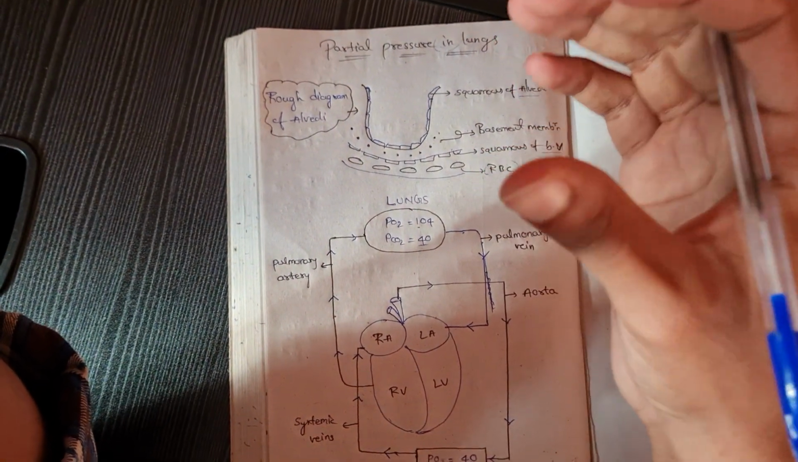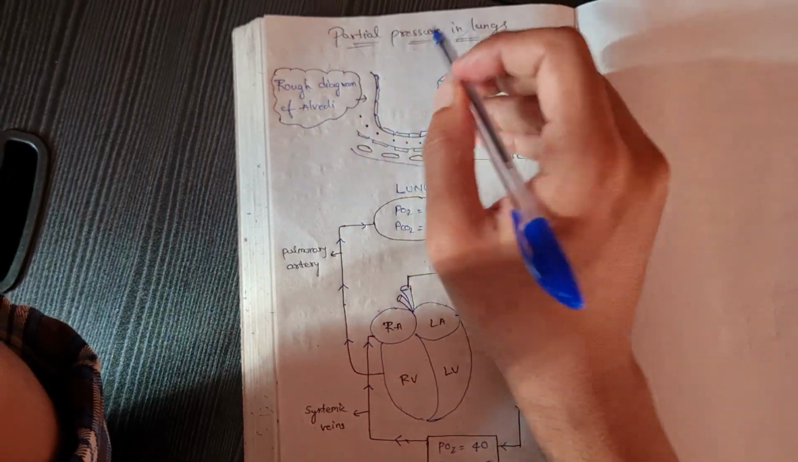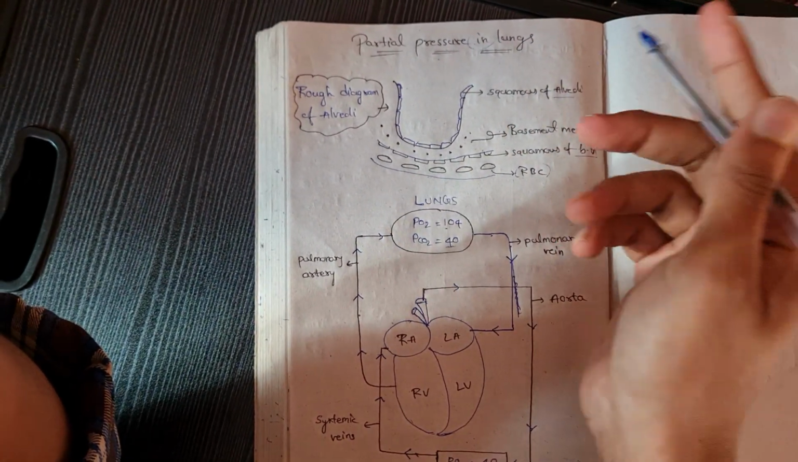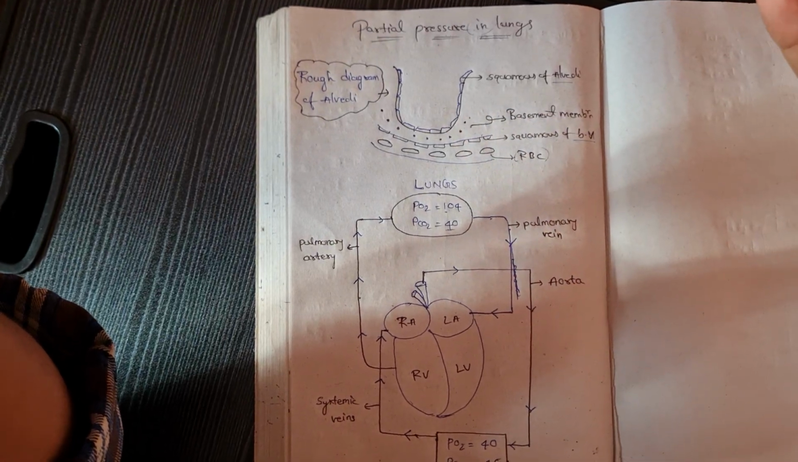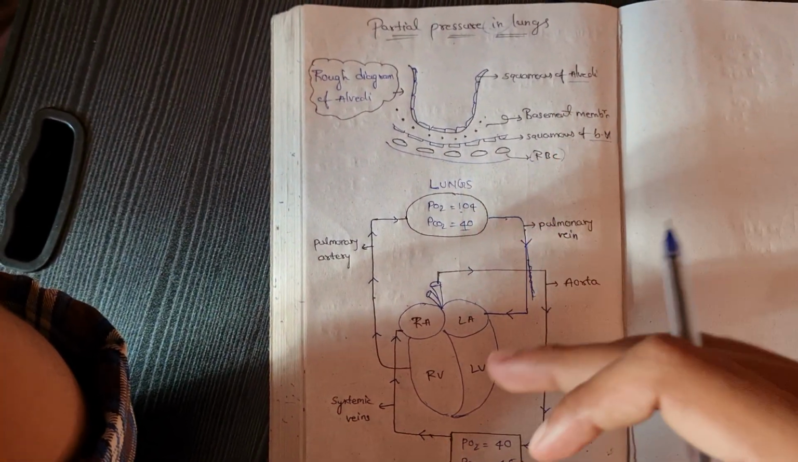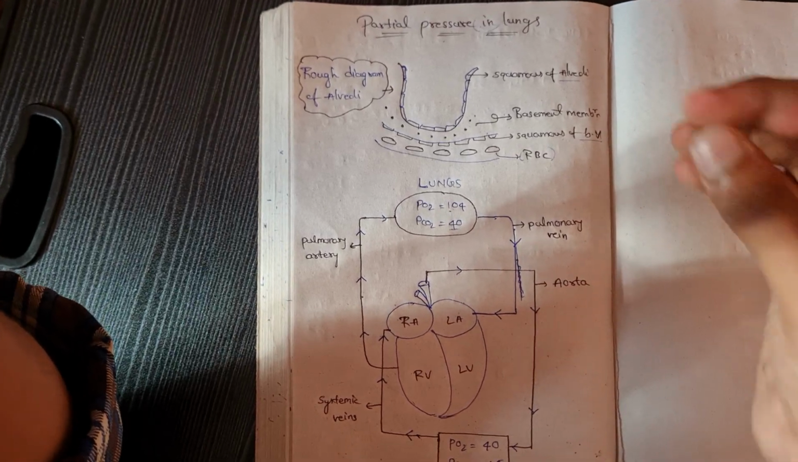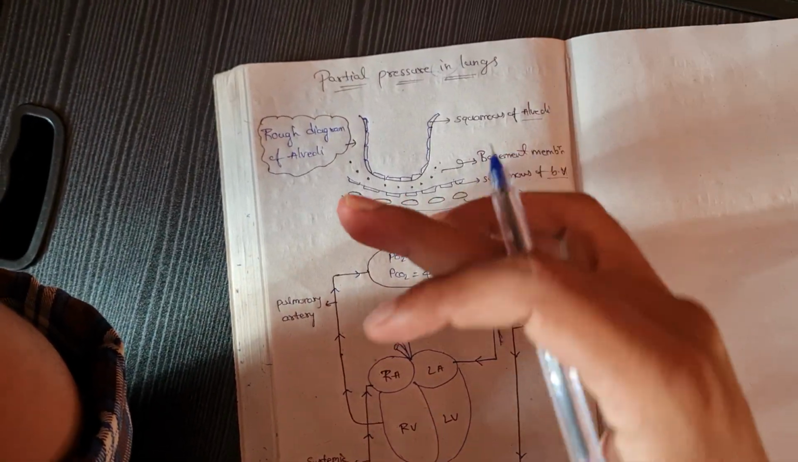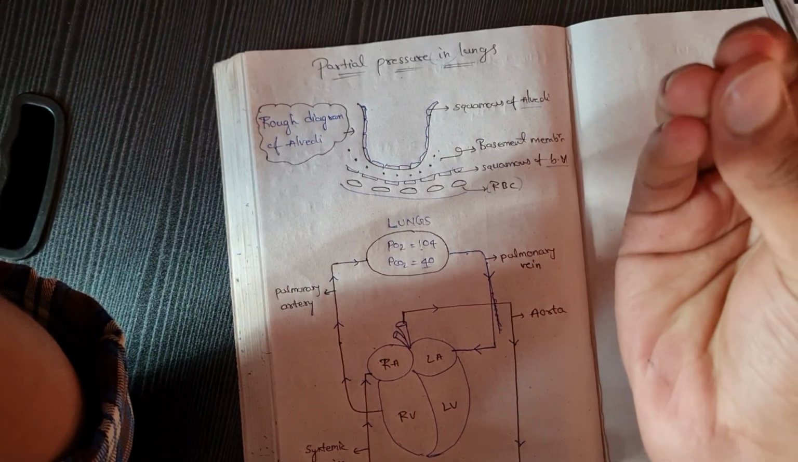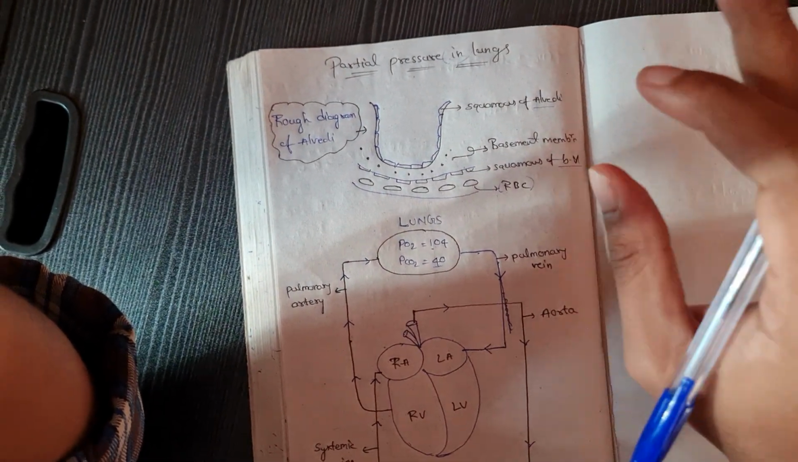Here we are going to learn about the partial pressure in the lungs. This is the rough diagram of our alveoli where the actual diffusion will occur. And this is the main diagram of the partial pressure. We are going to learn in some more time. Before going to learn this, we want to learn some basic information regarding the partial pressure.